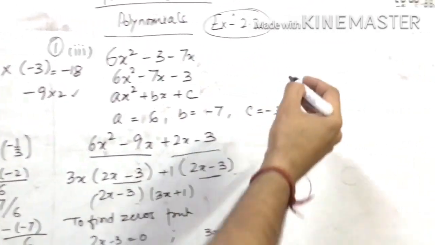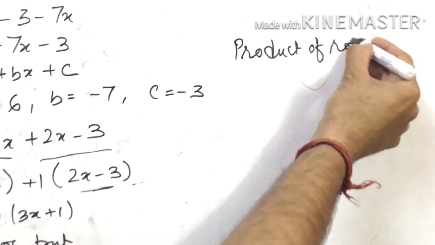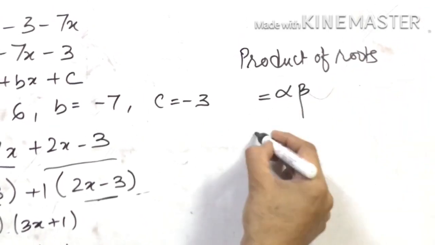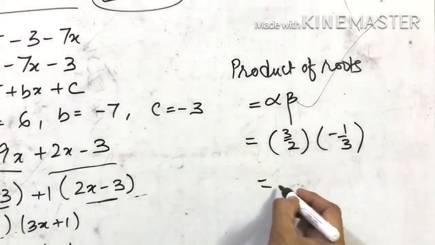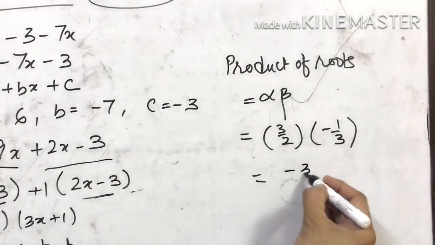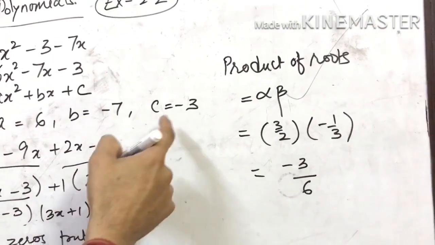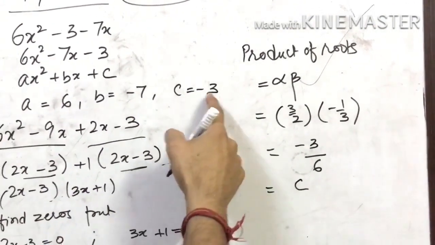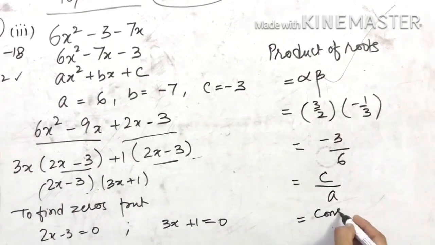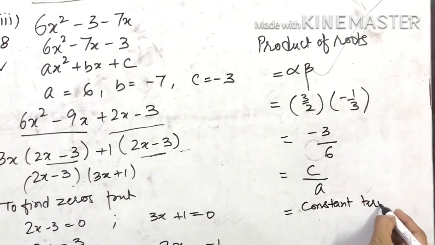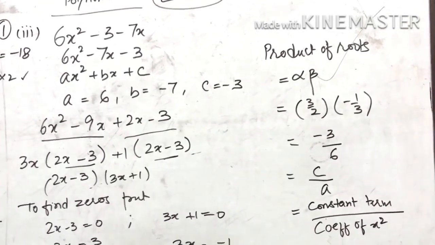Second relationship is product of roots. Your roots are... now what is minus 3? It is c. C is minus 3. So what is 6? 6 is a. So what is this? It is constant term divided by a, coefficient of x square. This relationship is also proved.